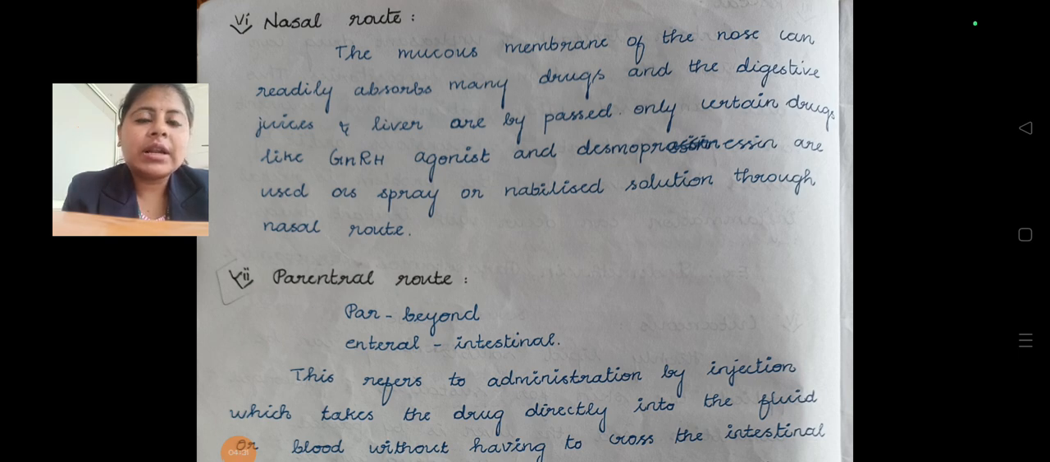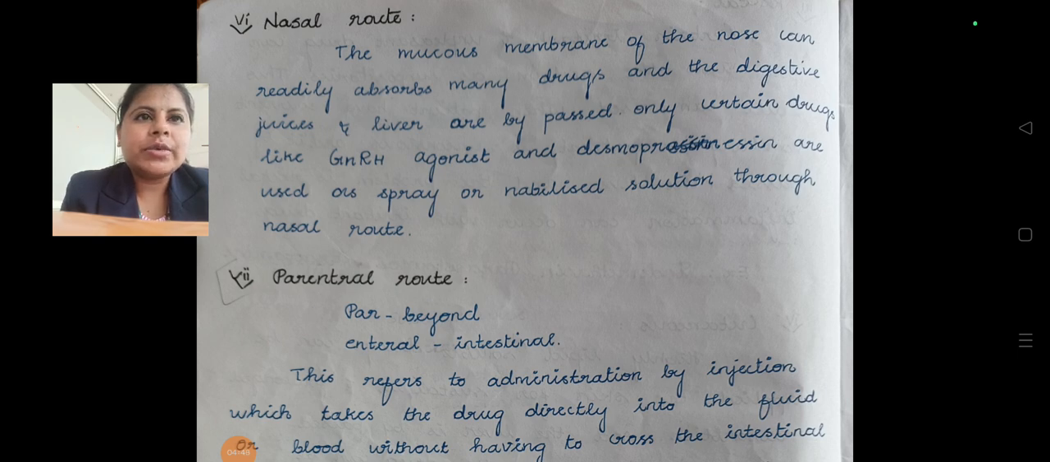Only certain drugs like GnRH agonist and desmopressin are used as a spray or in the form of nebulized solution through the nasal route.